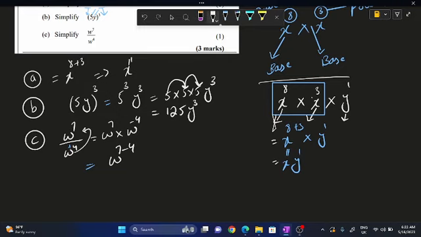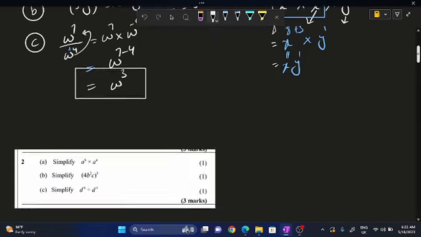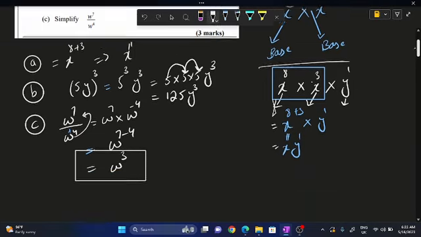Bases are same, so I can add the powers. So the answer would be w raised to the power 3, because 7 minus 4 gives me 3. That is the answer for C part. So as a whole, you can say A, B and C for question number 1 are solved like this.